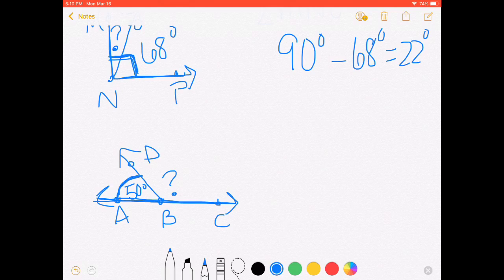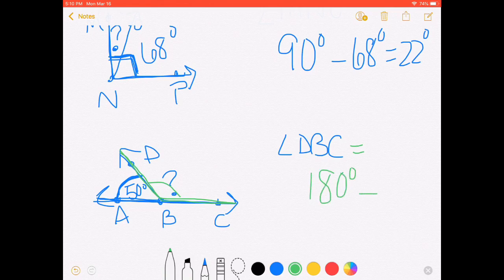So if we want to find the measure of angle DBC, which is the missing part of that straight angle, we're looking for the measure of this right here. What we can do is say that that's equal to the full straight angle, 180 degrees, and we subtract off the part that we know right here, 50 degrees. And that tells us that the measure of angle DBC is 130 degrees.